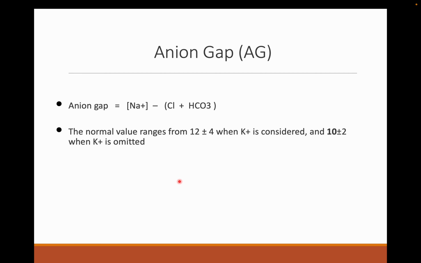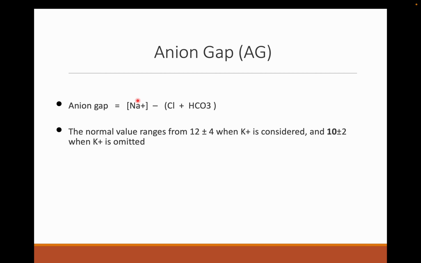If you take Na plus K minus Cl plus bicarbonate, then 12 plus or minus 4 is normal, when K plus is taken into the formula. But if K plus is omitted, in the case of the formula which we are using right now, 10 plus or minus 2 is considered normal. So what is normal anion gap metabolic acidosis and what is high anion gap metabolic acidosis?